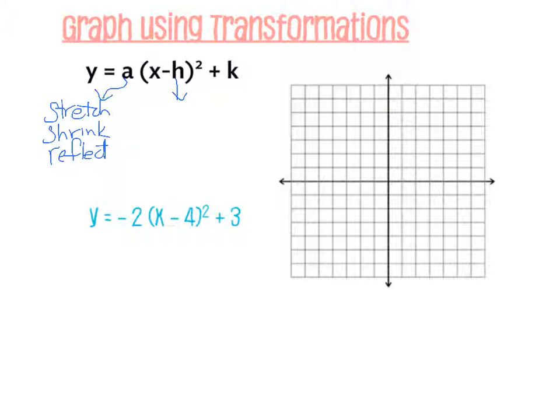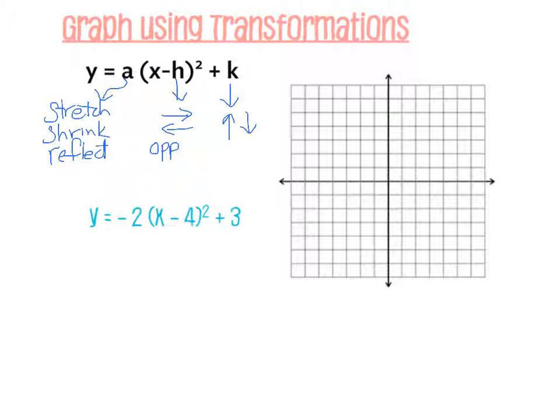The h value moves you left and right, but because it's inside the grouping symbols, whether they're parentheses or absolute value or a square root, anything inside the grouping symbols will always do the opposite. So if it's a plus, you actually go left. If it's a minus, you'll go right. The k value is your up and down translation, and you do whatever that sign says. If it's plus, we go up.